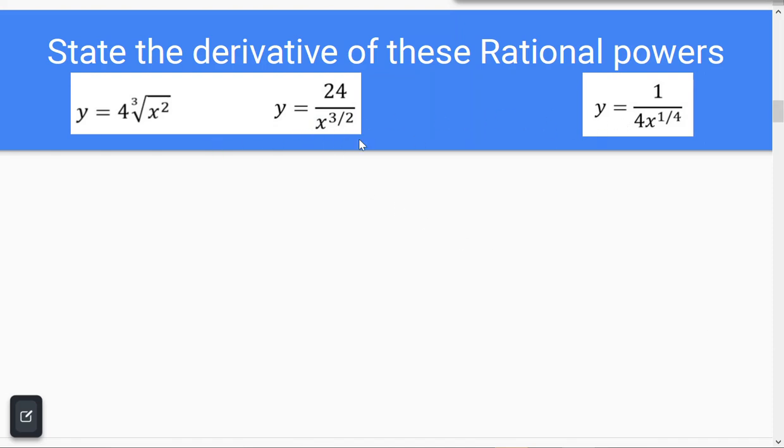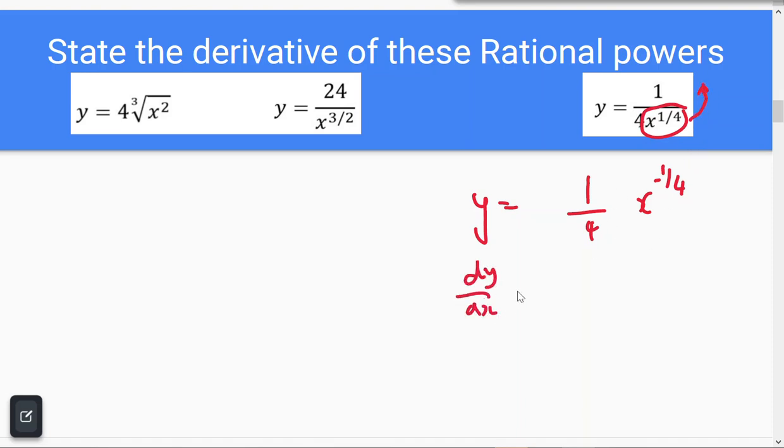When it's in rational powers, you can do the same thing. For example, y equals 1 on 4, x to the negative 1 quarter. I bring the x component up to the numerator, and then you can take the derivative.